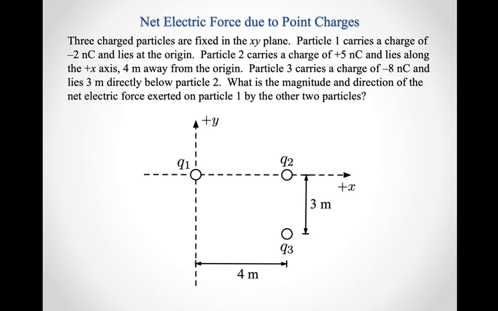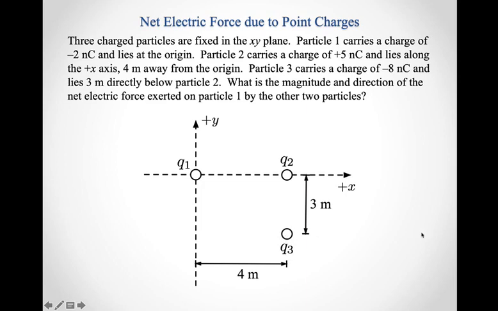So, for starters, there are now three particles, and I need to make sure it's absolutely clear which one I'm interested in calculating the net force on. I'm interested in the net electric force exerted on particle 1, which means I need to think about the forces that particle 1 feels. There's going to be a force acting on particle 1 caused by its interaction with particle 2. There's going to be a second force acting on particle 1 caused by its interaction with particle 3.